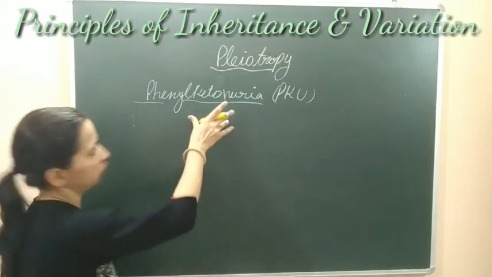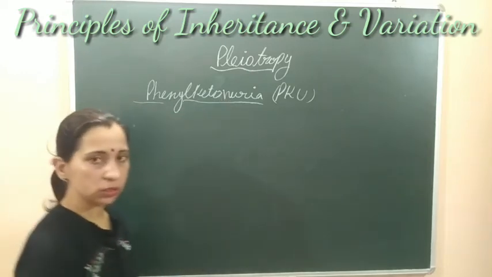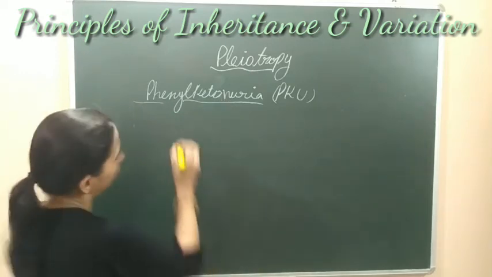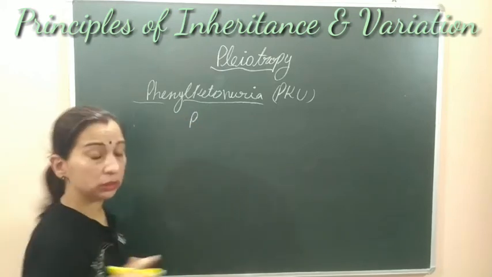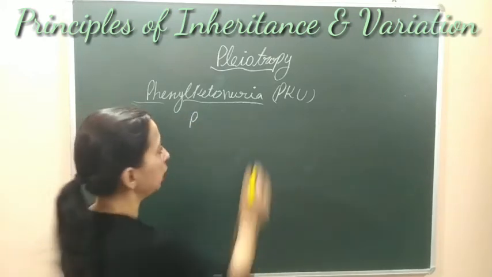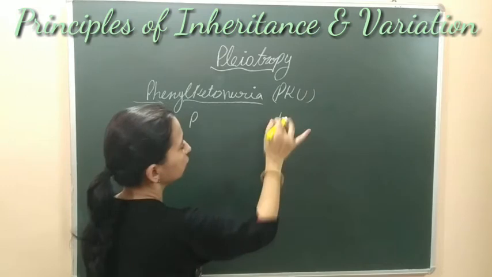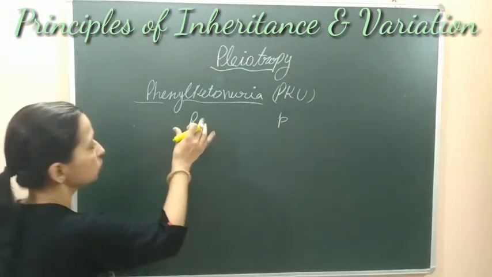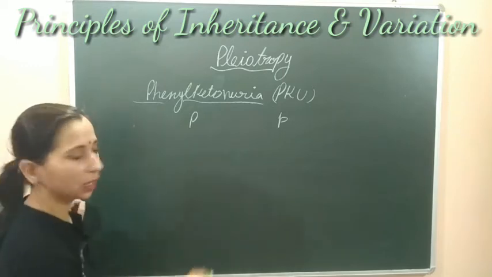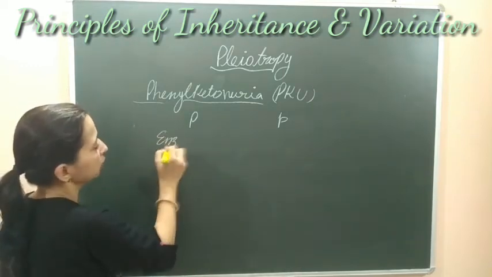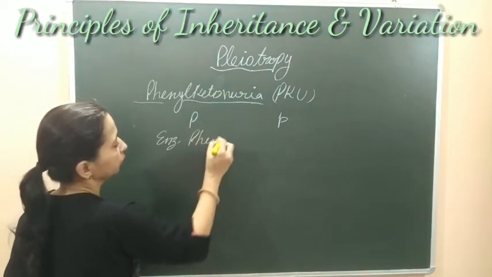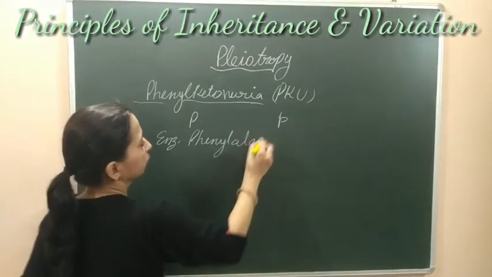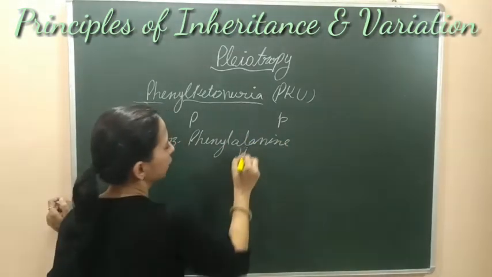This disease is controlled by a gene in allelic form. Of the two alleles, the capital P is the normal allele, and the small p is the defective allele. In the normal condition, this capital P, the normal allele, will form an enzyme, and the name of the enzyme is phenylalanine hydroxylase.